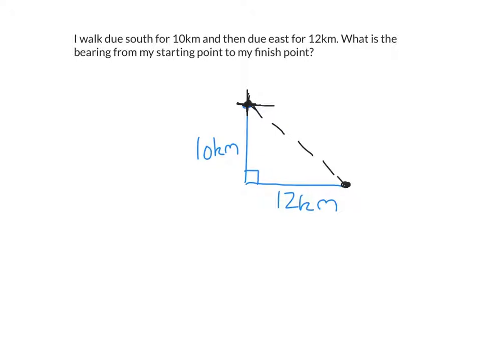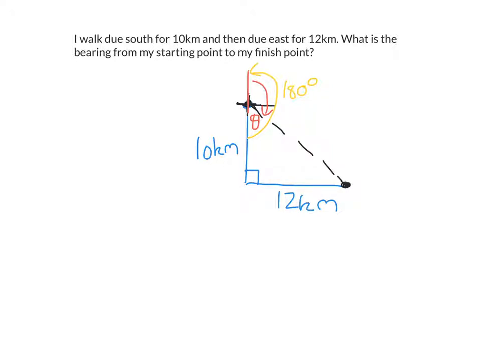So to know the bearing, remember, it's from the north axis in a clockwise direction. I need to find this angle here that I've marked in red. Now that's outside the right-angled triangle, but if I find this angle here, theta, I can find the bearing easily because I can just subtract theta from 180, because 180 is the angle in a straight line. So I just need to find theta using trigonometry, then I can find the bearing.